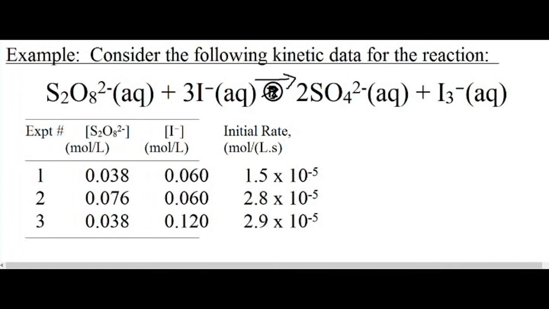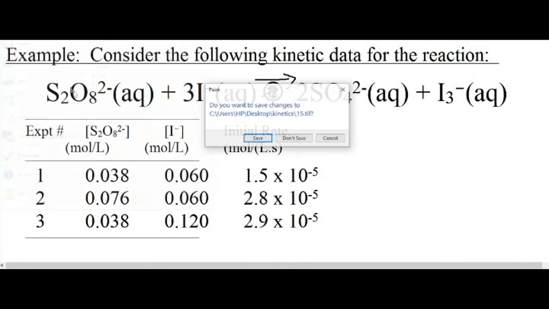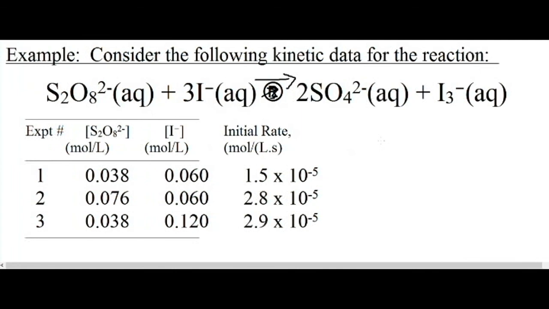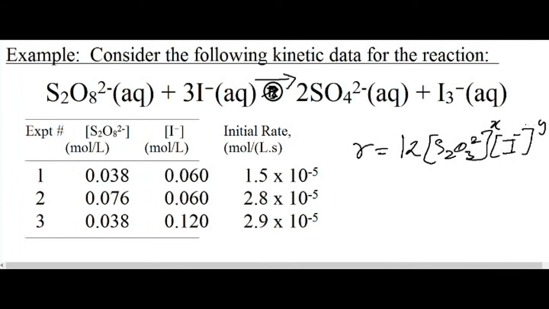So the first thing you have to do is write the rate equation, and then substitute this data to find the order. Now think about we don't know the order. You can write rate R equals K times the concentration of S2O3 2 minus to the power X and I minus to the power Y. You can't use X and Y as the stoichiometric coefficients, you have to find them. So I am going to substitute this data for experiment 1.